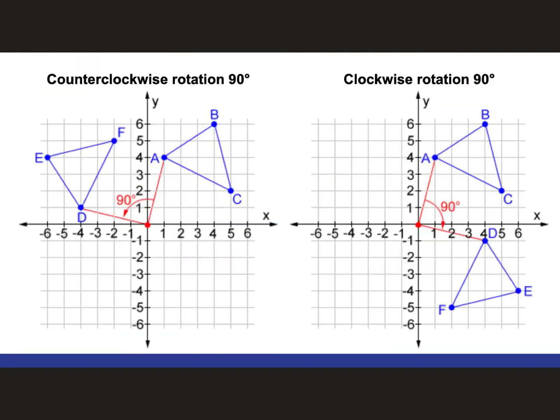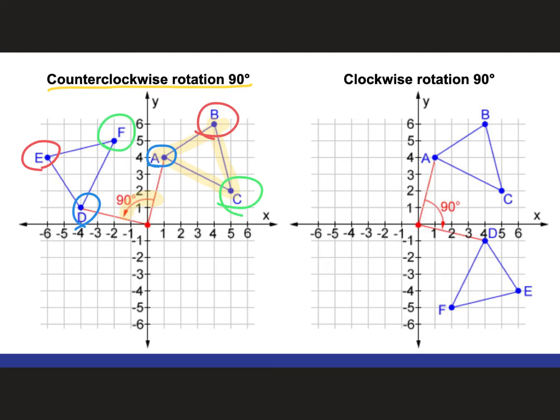So, when we rotate counterclockwise 90 degrees, here's our original figure. I'm going to make this original figure highlighted here so you can see this is the original figure. And we went counterclockwise 90 degrees. Again, counterclockwise, the opposite of the way the clock goes. So, point A became point D, point B became point E, and point C became point F.